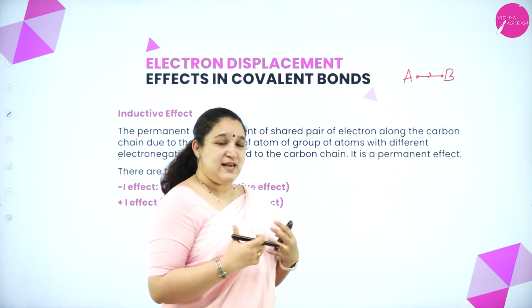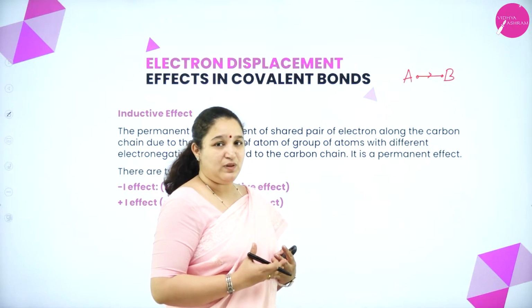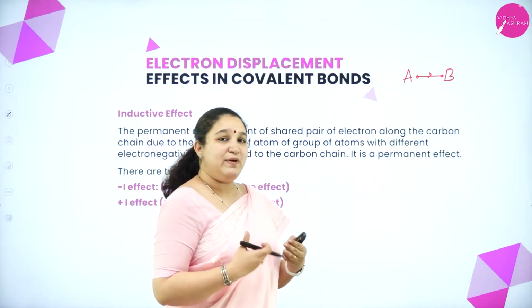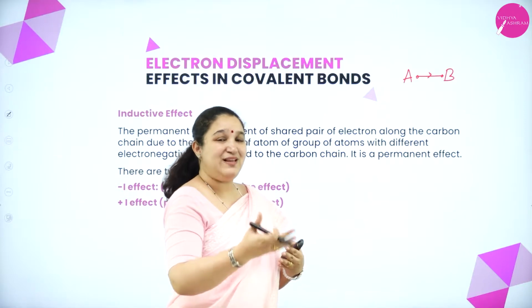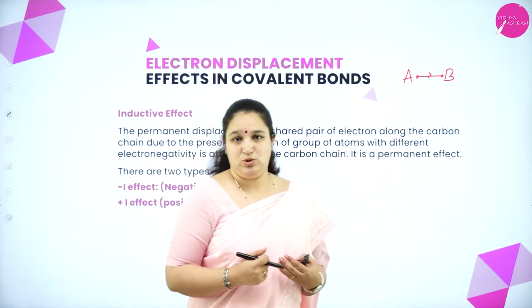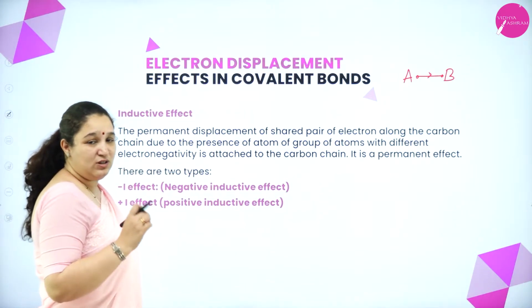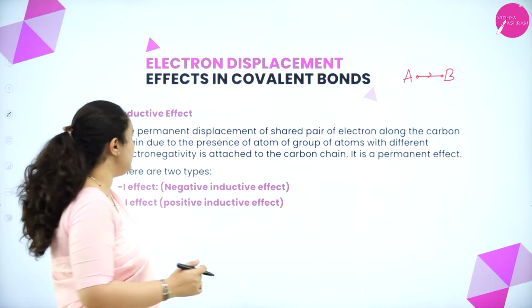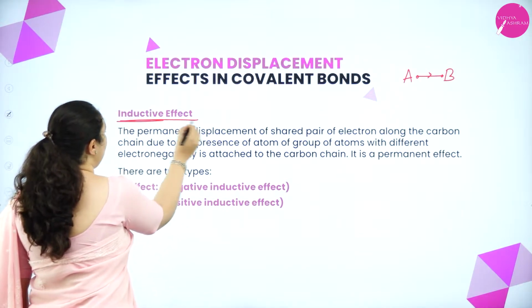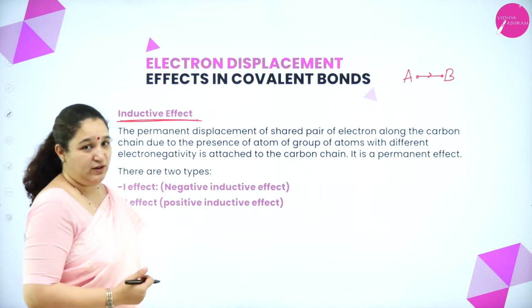Now, these electrons in the covalent bond can get completely displaced, okay, or it can behave differently when there is an attacking agent. So about that we'll be studying today, okay. So the first effect of electron displacement in covalent bond is called the inductive effect, okay. Now what is the meaning of inductive effect?